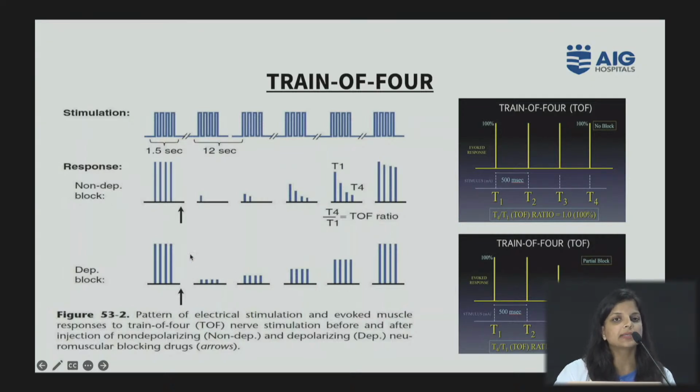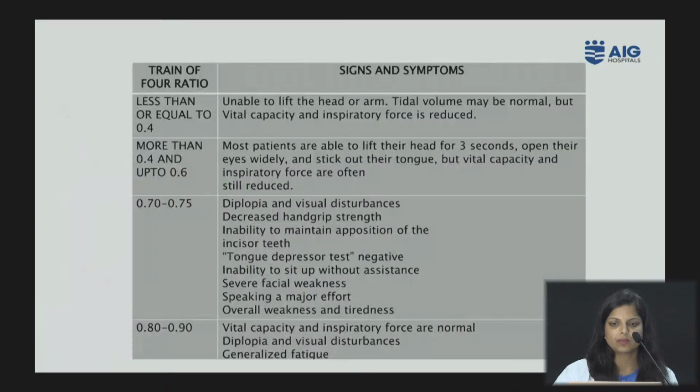In non-depolarizing block, there is a fading response, and the ratio will tell us about the recovery. That is T4 to T1. So clinically, when the patient's TOF ratio is less than or equal to 0.4, the patient is unable to lift the head or arm. Tidal volume may be normal, but still the vital capacity and the inspiratory force are reduced. This is to be kept in mind.